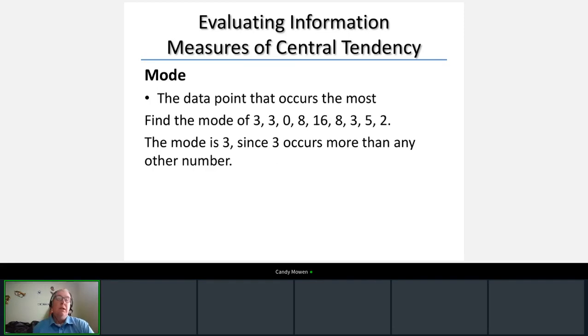Okay, the mode: the data point that occurs the most frequently. Here we're looking at a data set. The mode is 3, since it appears 3 times. That's more than any other number. Sometimes you may have data where every value appears only once. There is no mode then. Sometimes it might be bimodal. Let's say we added another 8. In this case, you'd have 2 modes, 3 and 8.